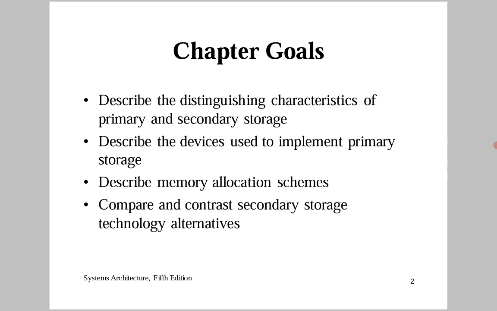Next is to describe the devices used to implement primary storage. So, how to implement or use primary memories or primary storage devices in a computer. Which type of devices are used as primary devices or primary memories? Describe memory allocation schemes, means how many types of memories are used and their allocations and working of memories, like that. And compare and contrast secondary storage technologies.